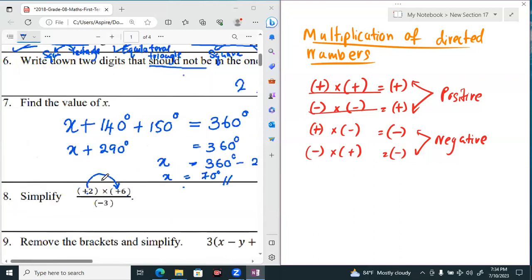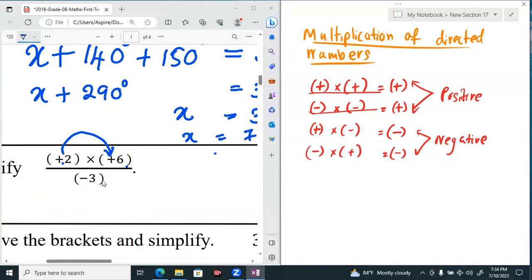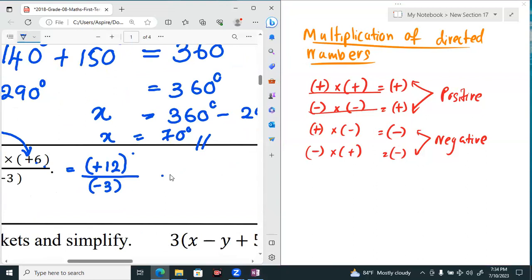Now, when we multiply two positive numbers, then do the multiplication. 2 into 6, it's 12. Plus into plus, it is plus, that means positive. Divide by negative 3. Then 12 divided by 3, it is 4. Positive value divided by negative value, that means two different sign numbers division, the answer should be negative. It is negative 4.